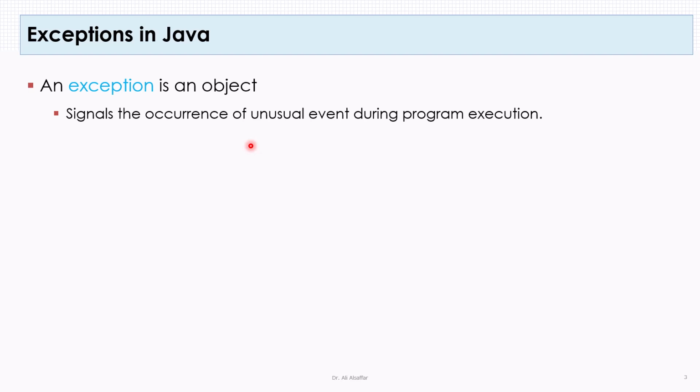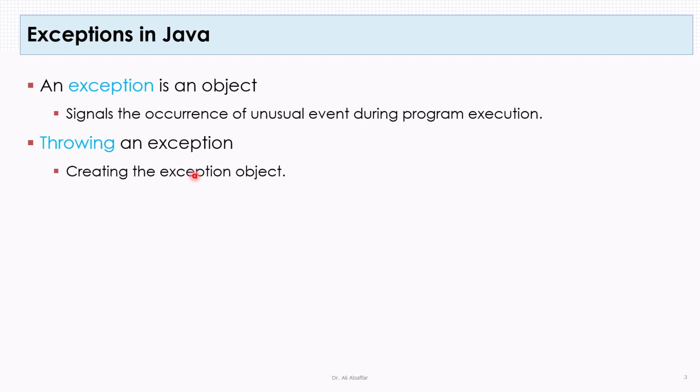And as you have seen, when the user entered a double instead of an integer, an exception occurred as an indication that something major happened, and the program crashed and could not continue. Since an exception is an object, it must be created from a class. The mechanism of creating an exception object is called throwing an exception. So what is throwing an exception? Basically, it is creating the exception object.